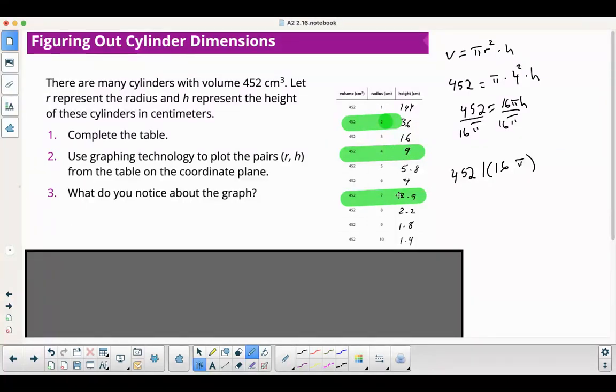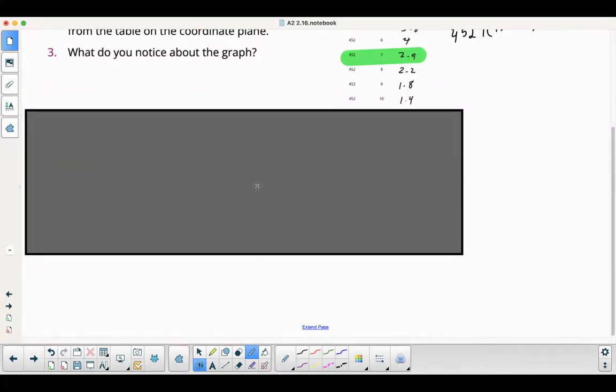Okay, and I guess I don't need to do the next one that I said I was going to do. All right, so there's my table. So use graphing technology to plot the pairs r comma h. See how the r is written first. We're thinking of r as x and h as y. Okay, so we got x, y right there. So think of the radius as x and the height as y. So I'm going to plot all those points, and I'm going to take a look at the graph.